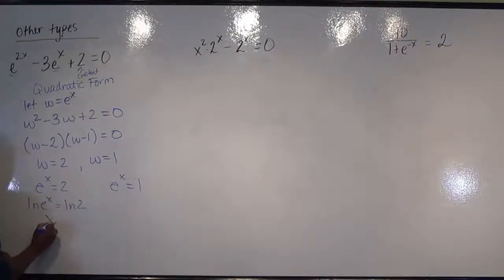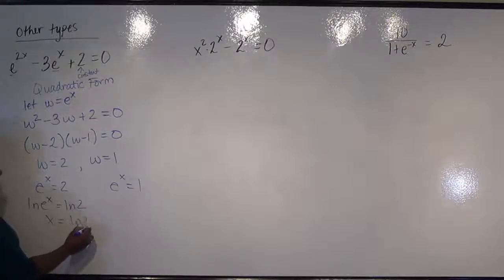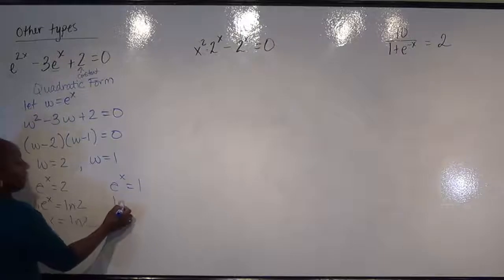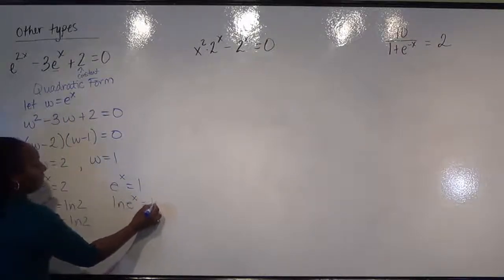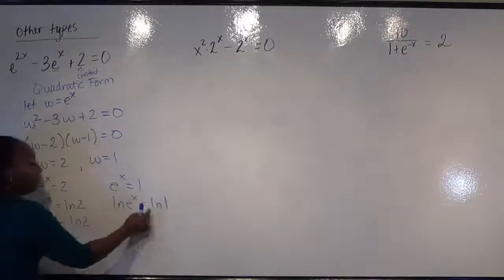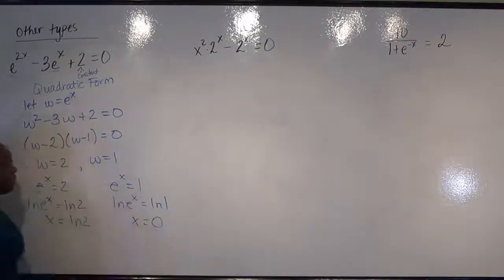On the left here we get x is equal to the natural log of 2. Over here I'm going to do the same thing, so ln of e^x will equal ln of 1. Here x will equal, and remember your properties, ln of 1 is 0. So in this case, there are two solutions for my equation.